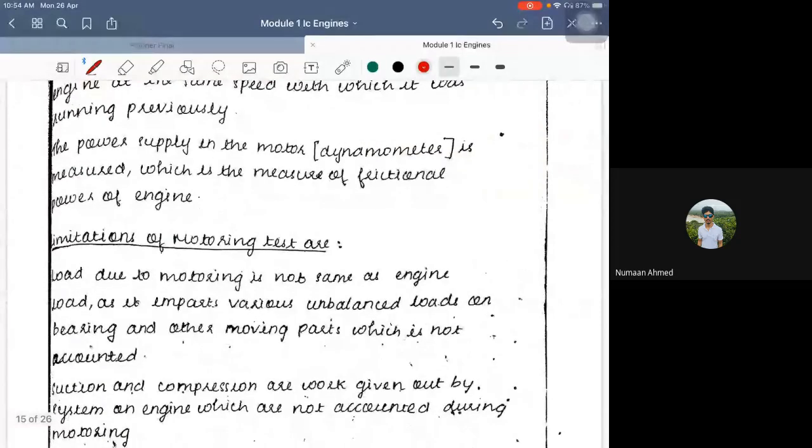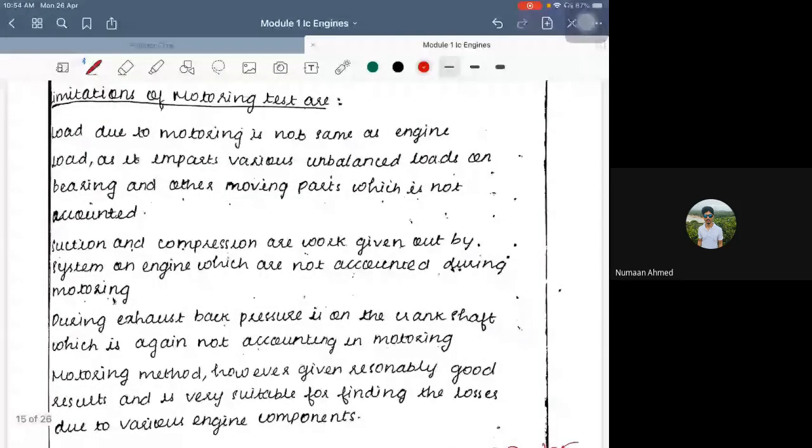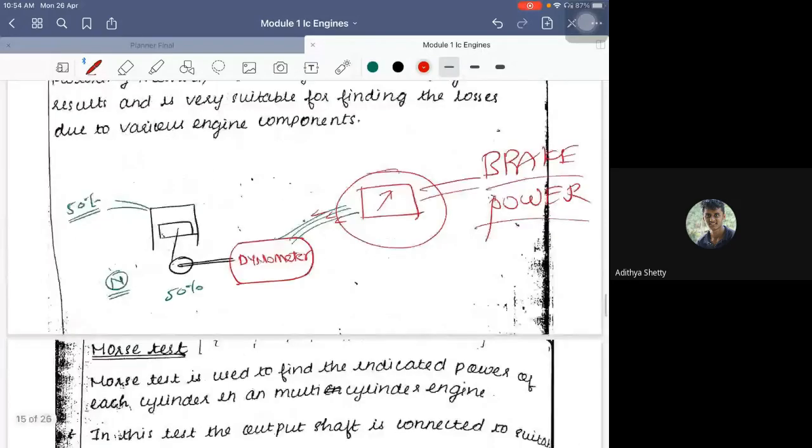Okay. Next one, limitations. Limitations, anyone? Aditya Shetty? Load due to motoring is not the same as engine load, as it imparts various unbalanced loads on bearings and other moving parts, which is not accounted. Why? Because this is not brake power, this is frictional power that you will get.